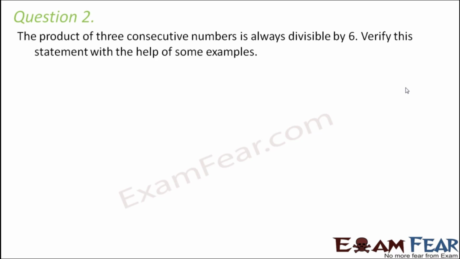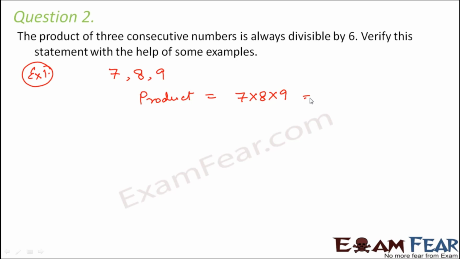Question number 2. The product of 3 consecutive numbers is always divisible by 6. Verify this statement with the help of some examples. Now let us take an example. So let us consider example 1. We consider any consecutive numbers. Let's consider 7, 8 and 9. So if you look at their product, what would be the product of 7, 8 and 9? It would be 7 into 8 into 9. So that is equal to 7 8s are 56 into 9, which is equal to 504. So this would be the product.